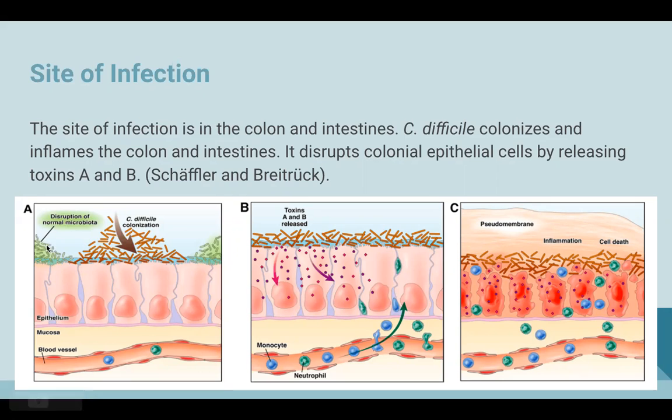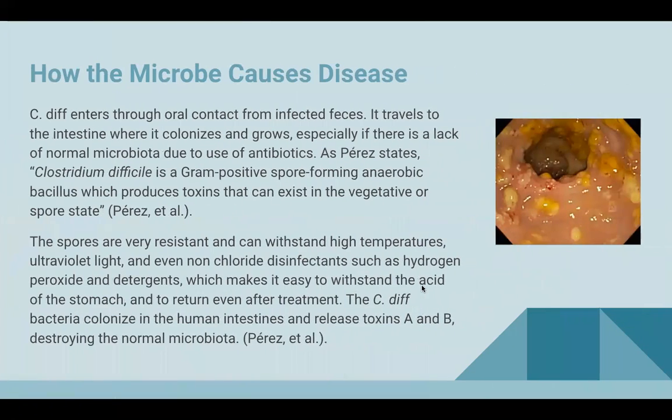Like antibiotics will kill the normal stuff, and then C. diff will come in and colonize, release toxins, and therefore kill the cells, cause inflammation, and the body is just not able to fight it. And obviously, it kills all of these epithelial cells in your colon, which is not good. So this is the gross picture of the colon, of how the microbe causes disease.